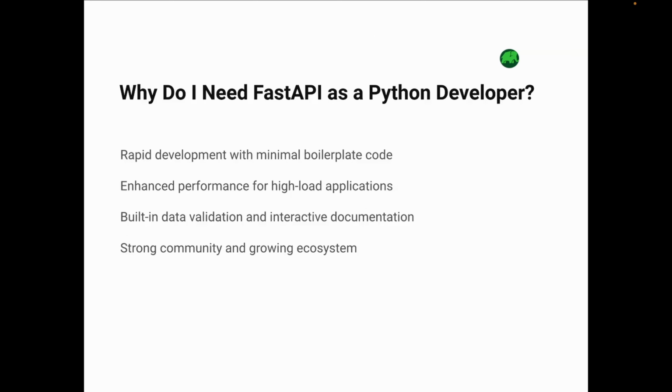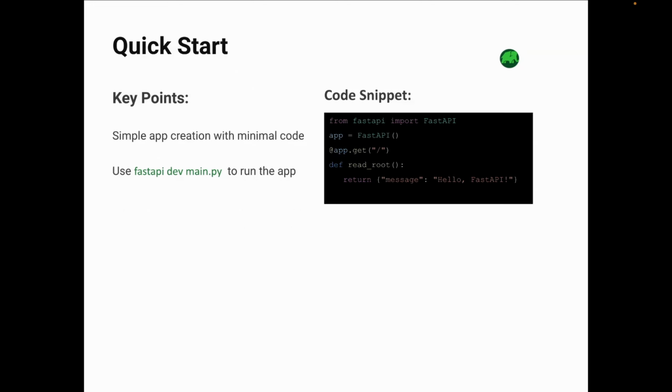Why do you need FastAPI as a Python developer? FastAPI shines in a few key areas, which are: number one, it allows for rapid development without unnecessary complexity. Number two, it provides enhanced performance, especially for high load applications. Number three, built-in features like data validation and interactive documentation help streamline your workflow. Let's jump into how you can quickly get started.